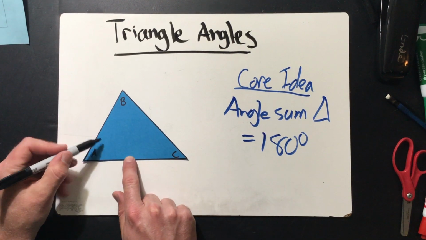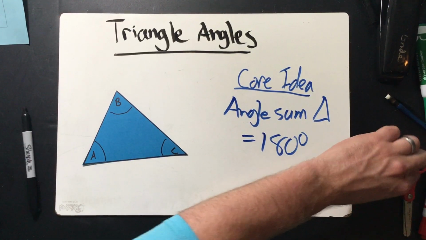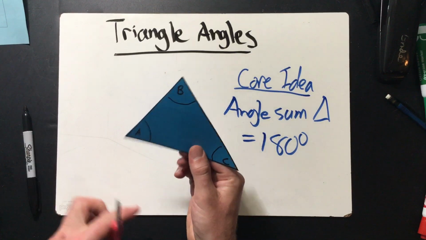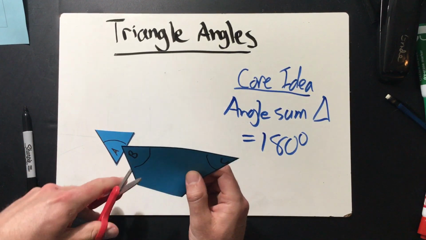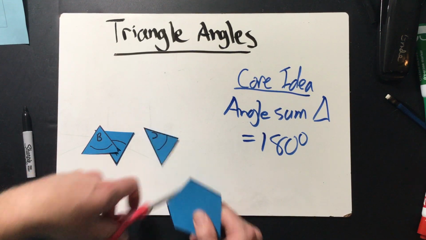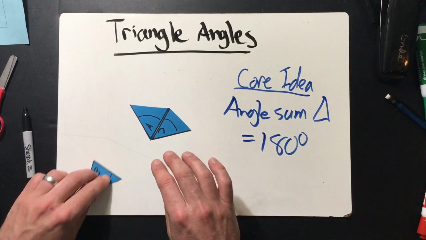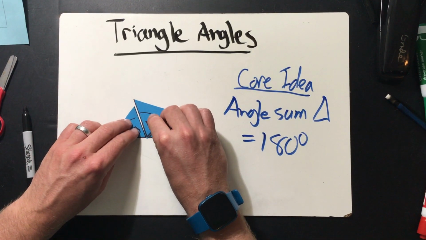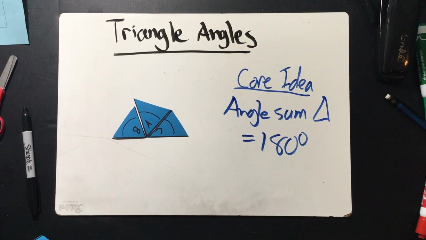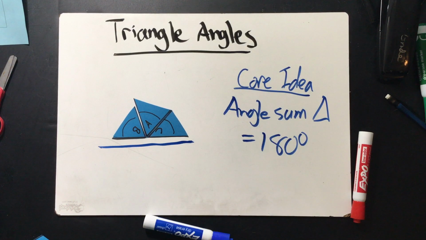So let's take a look at this blue triangle here. We have angles A, B, and C. What I'm going to do is I'm just going to cut off these angles. So I'll cut off angle A, I'll cut off angle B, and I'll cut off angle C. And if I rearrange these pieces, what we're going to see is that these three pieces are supplementary angles. This forms a straight line. And so when you add all three of them together, it has to be 180 degrees. And so that helps us solve a few problems.